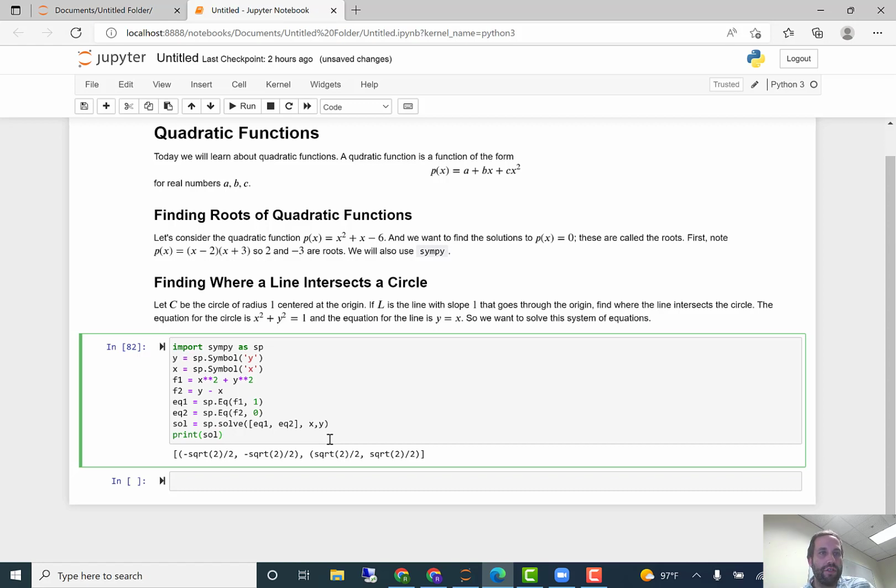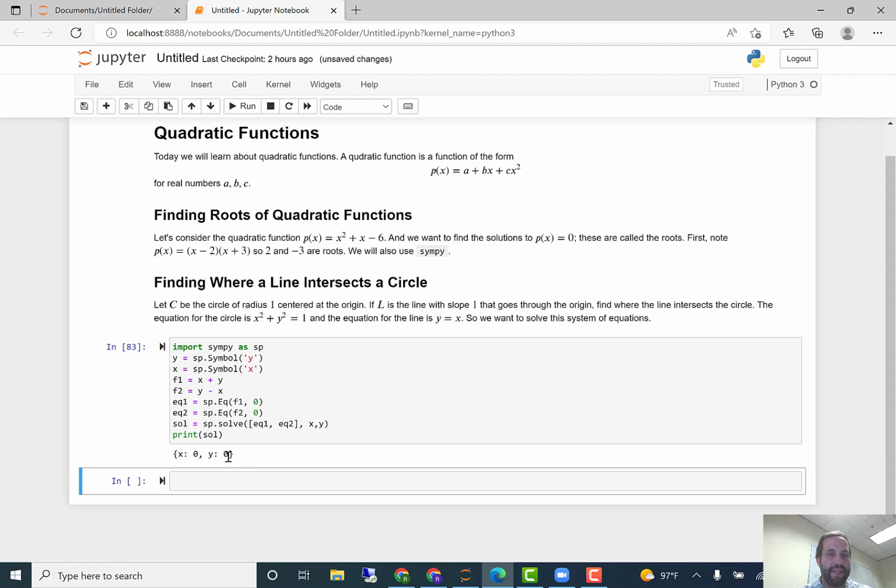This is how to find solutions to systems of equations. This is a nonlinear system. Of course, we could have done a linear system as well. Let me just do that really quickly. I'm just going to change this: x plus y is equal to 0, and y minus x is equal to 0. So when you get this, you only get one solution: x is equal to 0, and y is equal to 0.